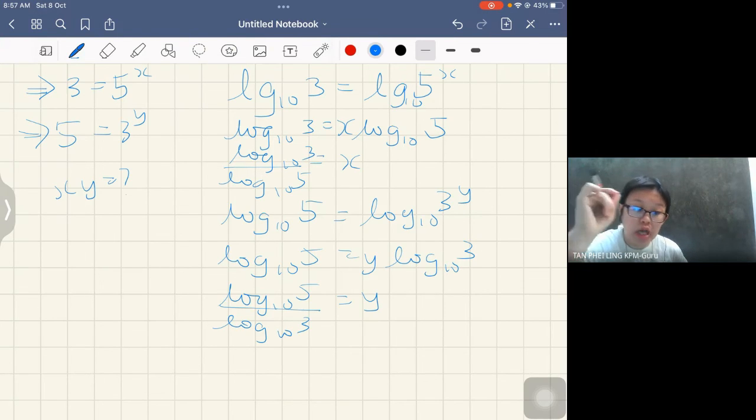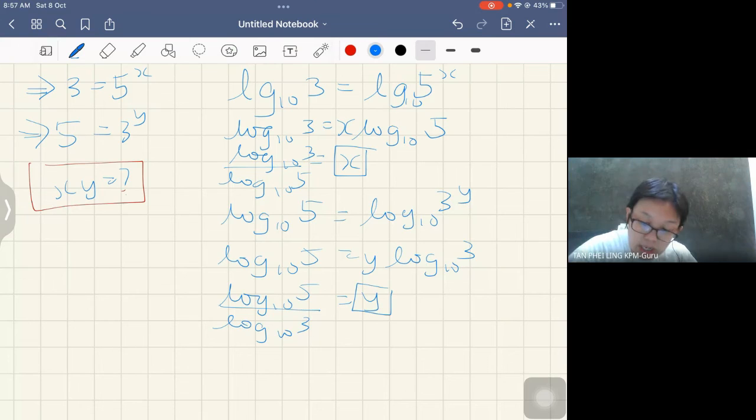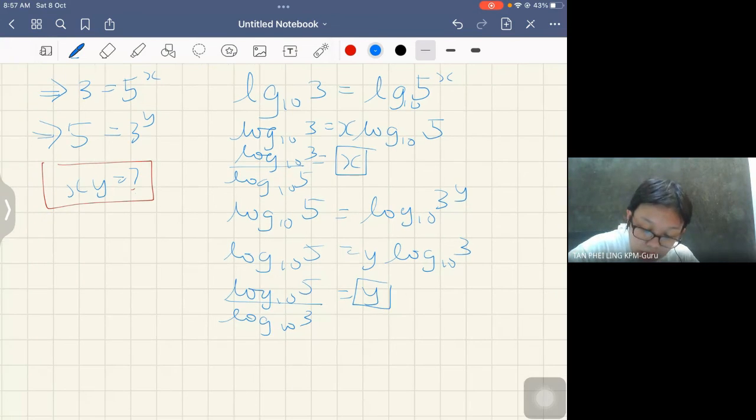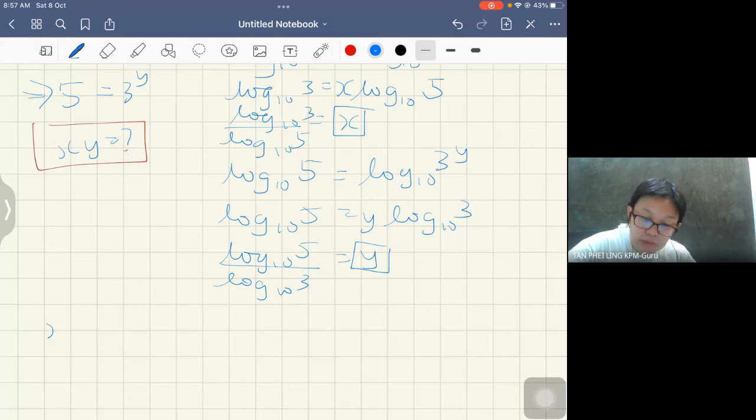Then we look back at the question. What does the question want? The question asks us to find xy. So they actually want xy, which means they want us to multiply x with y. So we find xy for them. We have our x, which is log base 10 of 3 over log base 10 of 5. Then we multiply with our y, which is log base 10 of 5 over log base 10 of 3.